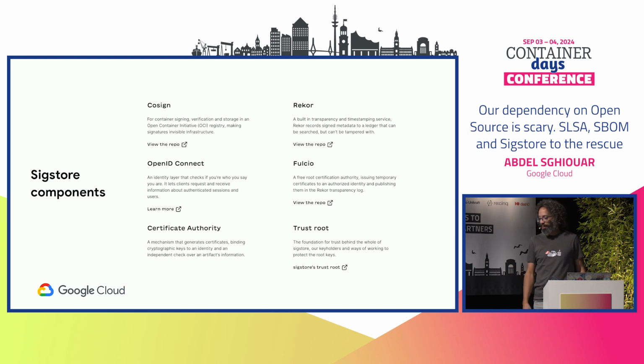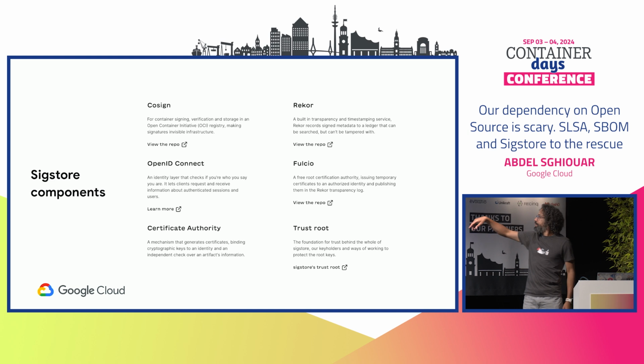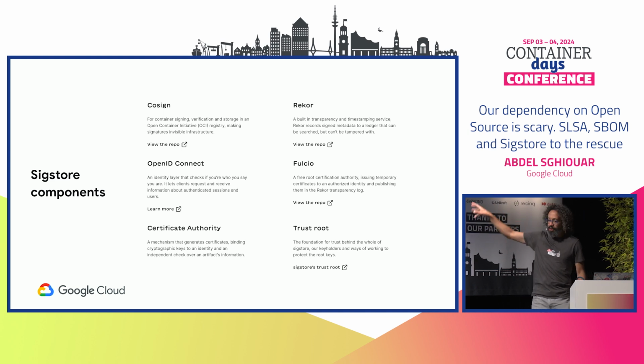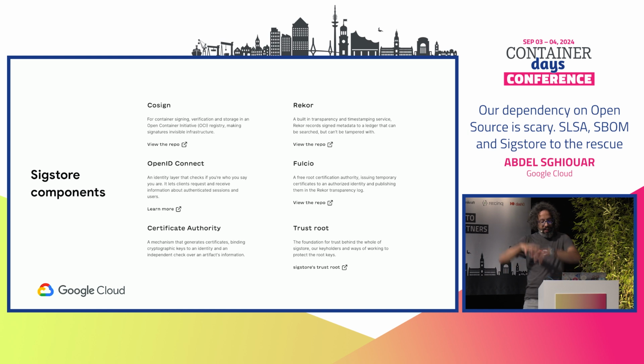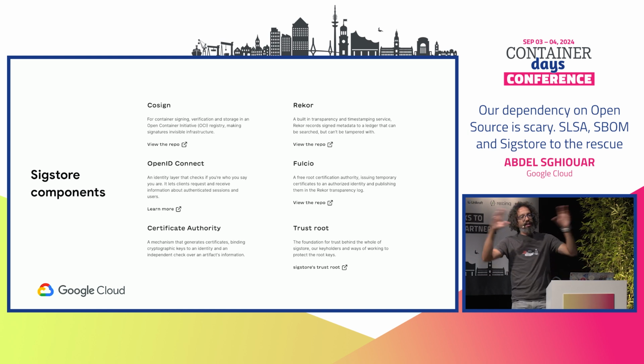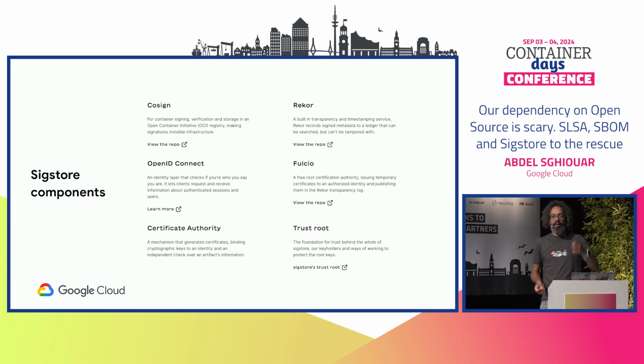Just come in. They also have a bunch of other components like OpenID Connect and the Certificate Authority. And I'm going to explain all of that in a bit. What does that mean? But basically, the entire TLDR of the Sigstore components is that you have software that you can use to sign and verify the signature of your own software.